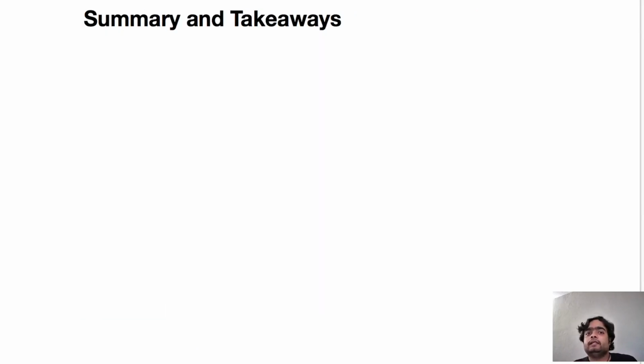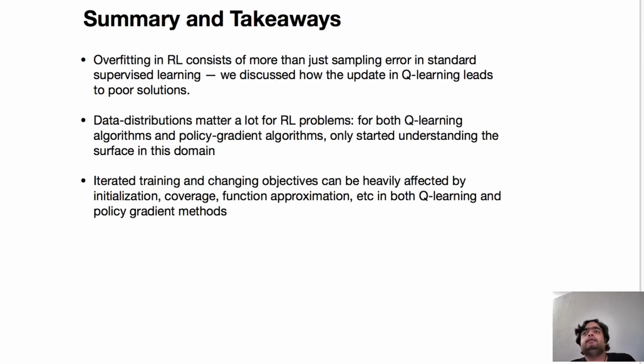Okay, so to summarize, we covered three broad things today. The first bit was about how overfitting, which is due to observing fewer samples, is not just about how sampling error affects standard supervised learning, but we also looked at how Q-learning updates may suffer from this rank collapse problem because of finite samples, because of limited data, just because of the update and the regularization effect of gradient descent type optimization schemes.